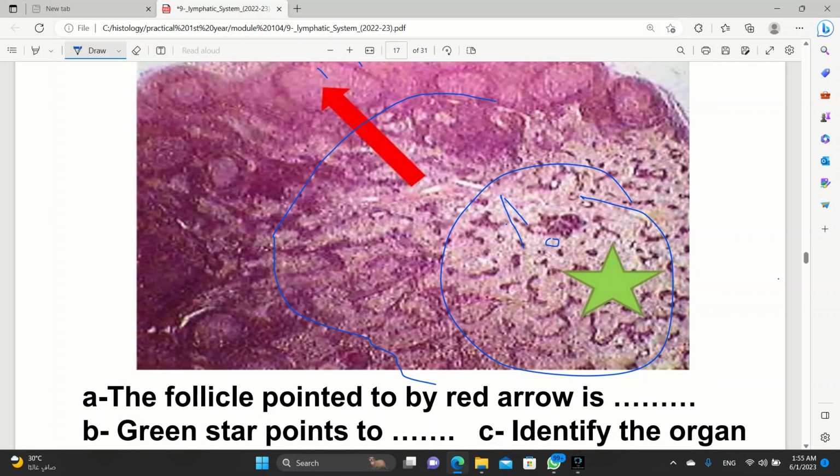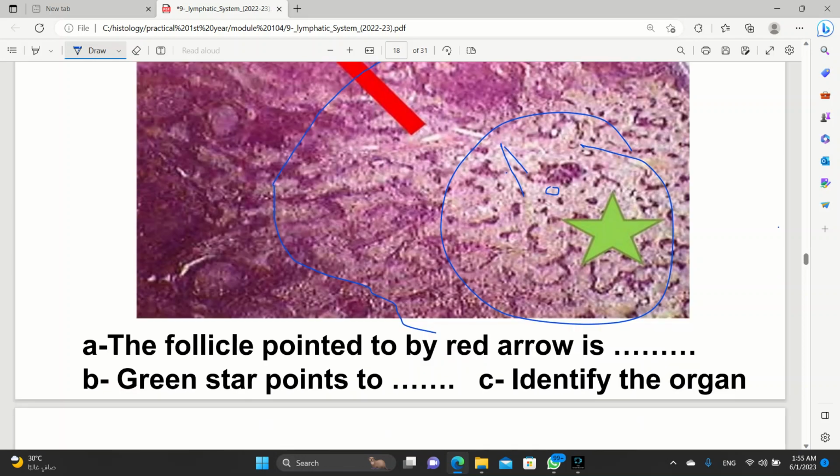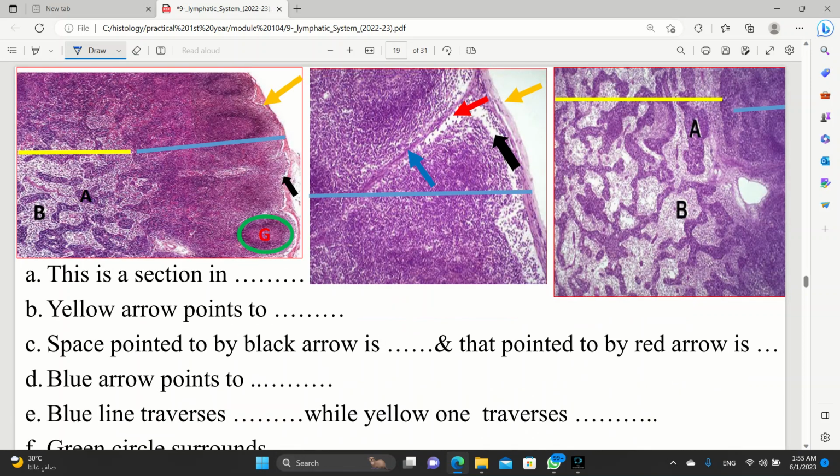So basically, that's the cortex. Okay. So the follicle pointed by the red arrow is the secondary lymphatic follicle. The green star points to the medulla. Identify the organ. That's a lymph node. Voila. What's that? Oh, that's a gradient. If we're here onto the gradient, we're basically in a lymph node.